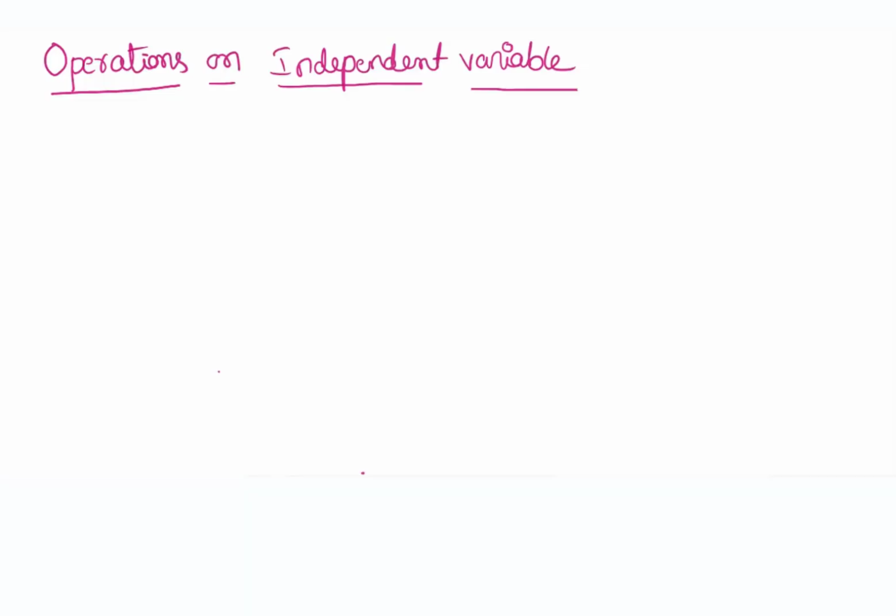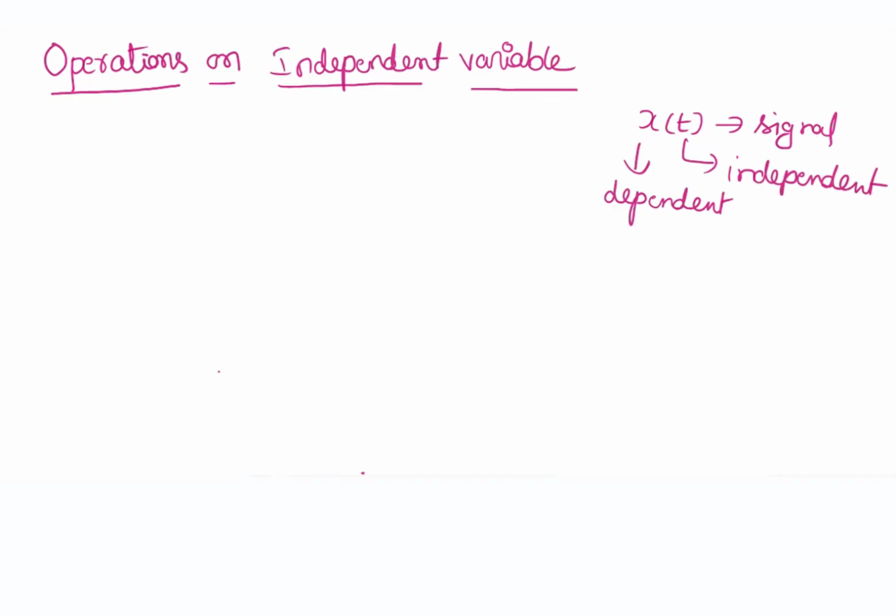Hello students, welcome to the concept operations on independent variable. In the concept of signals and systems, x of t is representing the signal, and we know this is the dependent variable and this is the independent variable. In the last video, I explained about operations on dependent variable. Now in this video, I'll explain about operations on independent variable.